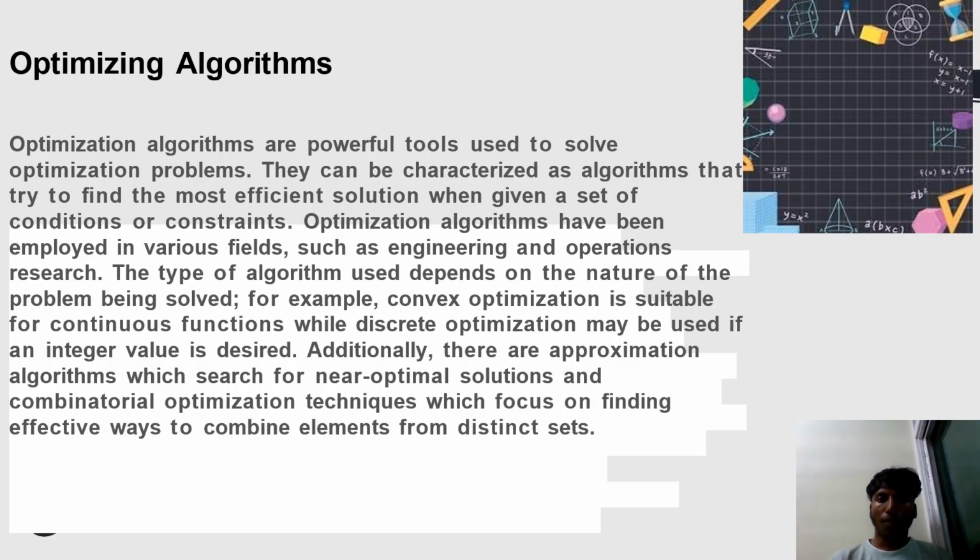Optimization algorithms are powerful tools used to solve everything. They can find the optimal set of steps for a given set of conditions. Optimization algorithms have been employed in various fields of machine learning and operations. The choice of algorithm depends on the nature of the problem being solved, for example. Continuous optimization is suitable for continuous functions, while discrete optimization may be used to find integer value designs. Additionally, there are approximation algorithms that give near-optimal solutions. Combinatorial optimization techniques focus on finding effective ways to combine elements based on constraints.